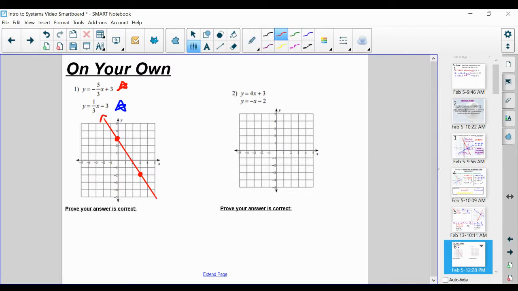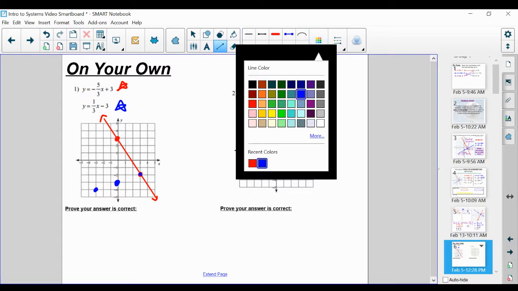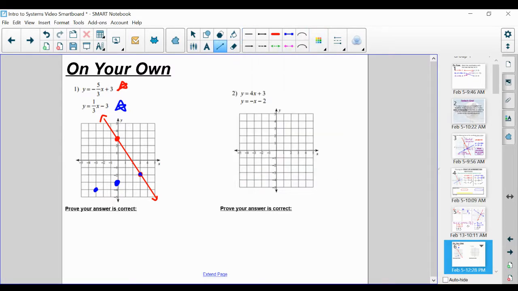Make sure to draw those arrowheads. Now we're going to graph our blue equation, y equals 1/3 x minus 3. The y-intercept is negative 3, and we go up 1 and right 3. I'm going to continue the pattern because I can, and we're going to draw our line.